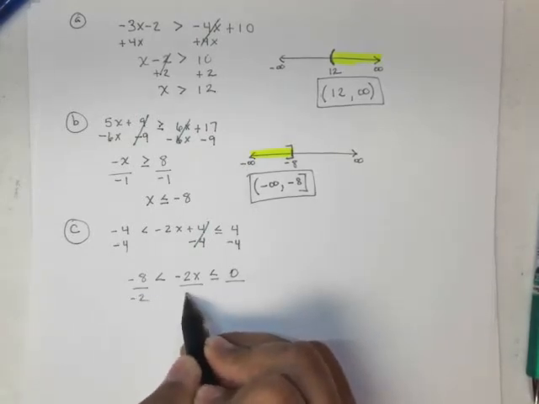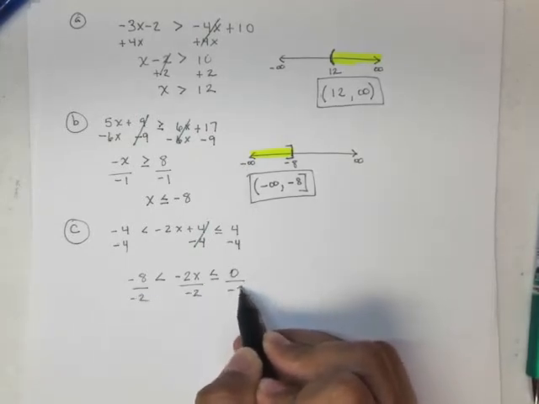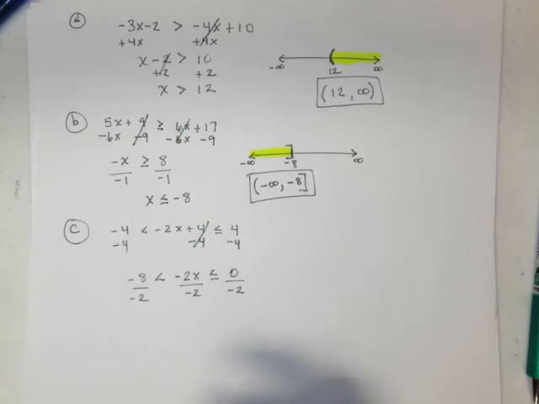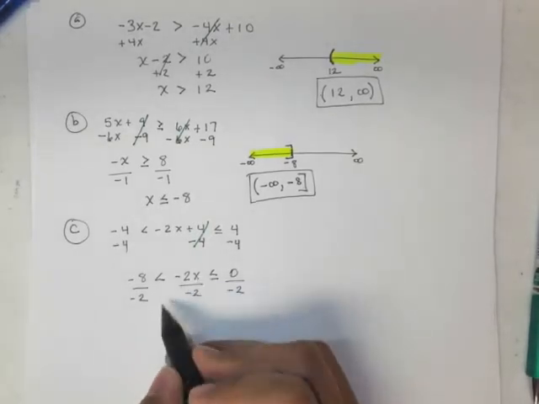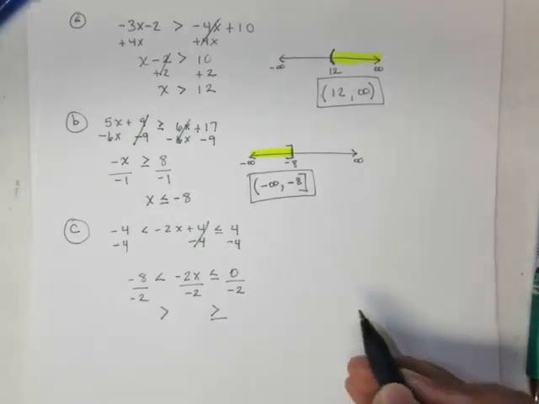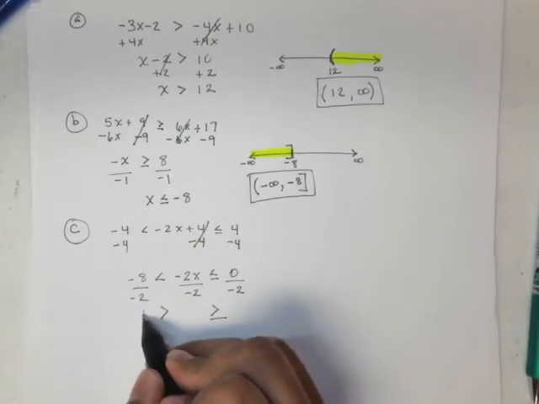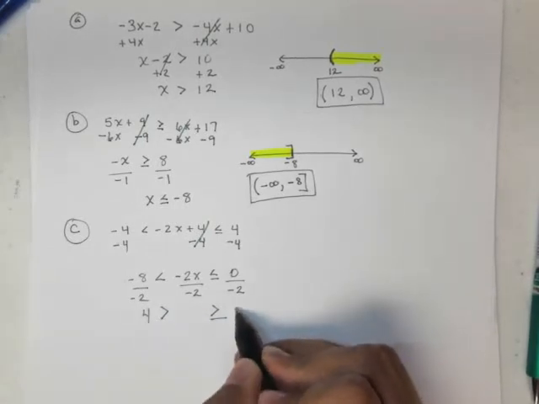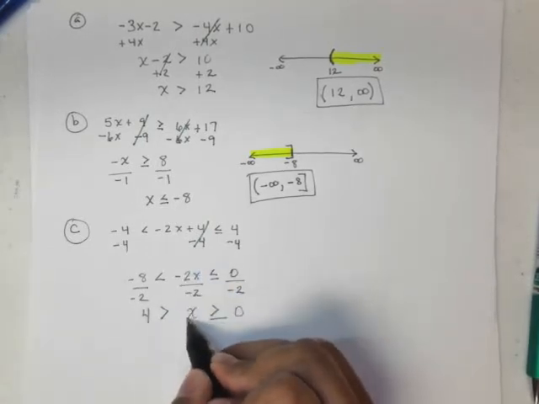Now the very last step is to divide everything by negative 2. So I'm going to divide by negative 2. But remember that whenever you divide by a negative number, you have to flip the inequality sign. So that's exactly what I'm going to do. This is now going to become greater than or equal to. This right here is going to give me positive 4, and this right here is going to give me 0, and this right here is going to give me x.